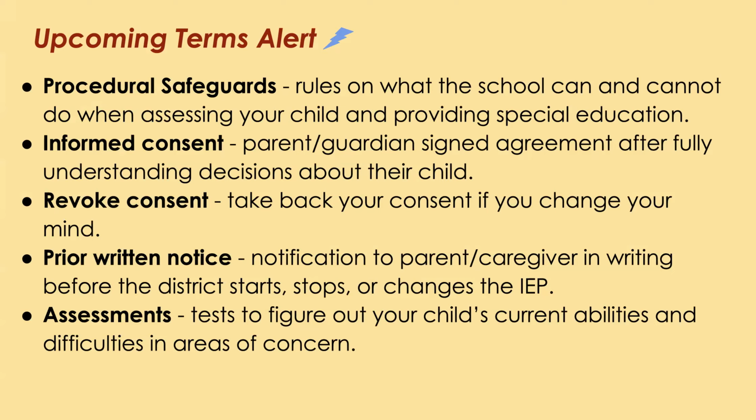Informed consent refers to parents signing an agreement after completely understanding decisions about their child. Revoked consent is when you take back your consent if you change your mind. Prior written notice is a notification to parents in writing before the district can start, stop, or change anything on the IEP. Assessments are tests to figure out your child's current abilities and difficulties in areas of concern.